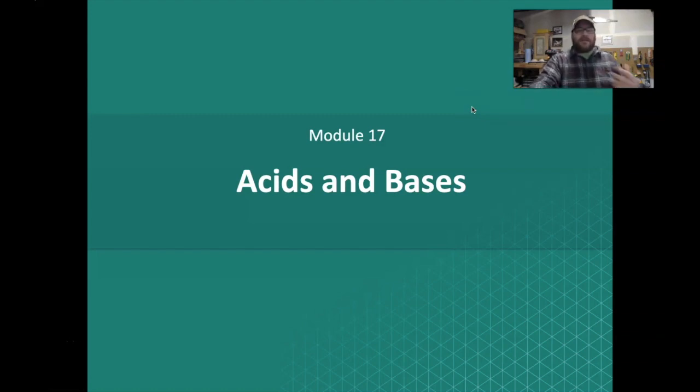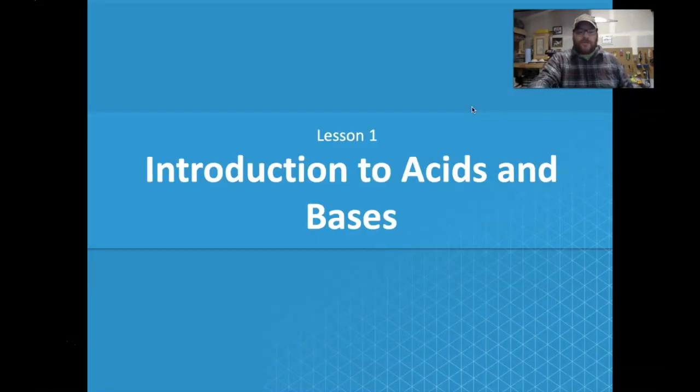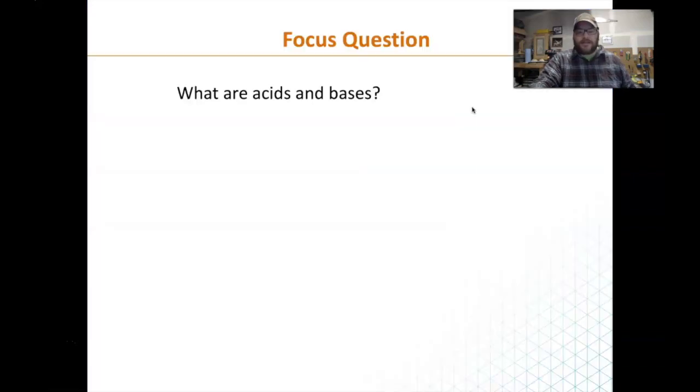Module 17 is a continuation of Module 16, really, in talking about equilibrium, and it's just a special case of equilibrium. So let's go ahead and get into lesson number 1 and introduce you guys to acids and bases. So our focus question is obviously going to be, what is an acid and what is a base?